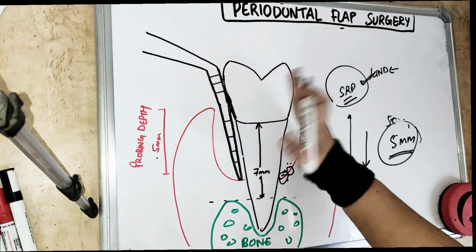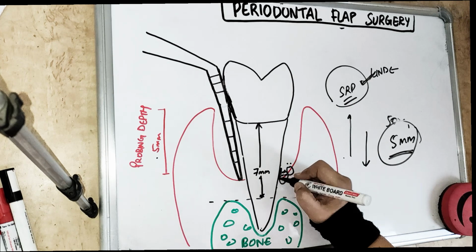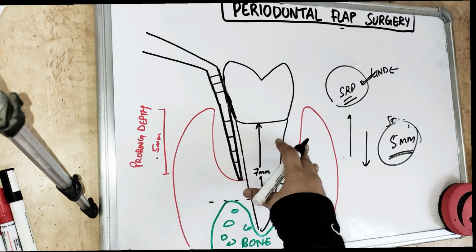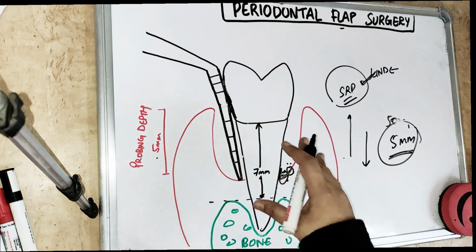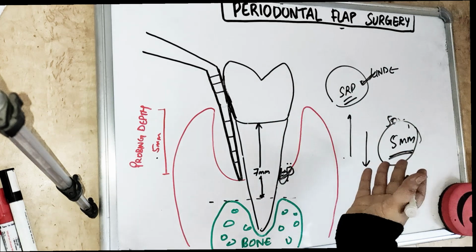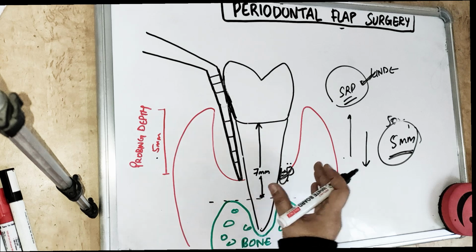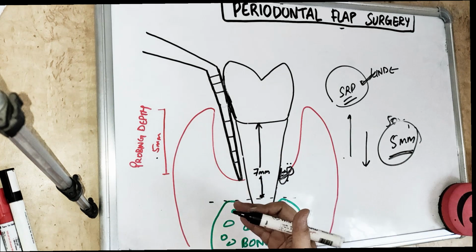If we remove this flap, then we can see whatever is there on the root surface as well as on the tissue surface. So accessibility is important in order to see what is going on deep inside. This accessibility or removal of the flap, we call it the flap surgical procedure or the periodontal flap surgical procedure. It is basically reshaping of the soft tissue or the hard tissue in order to maintain the topography.